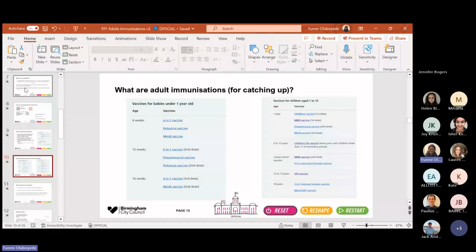So what are the vaccinations for catching up? Well, it's all the vaccines that you're eligible for as a child, so as a baby from 8 weeks all the way to 14 years old, and then as an adult as well. So that's listed on those two tables there.